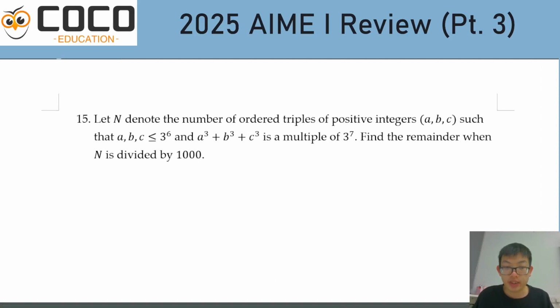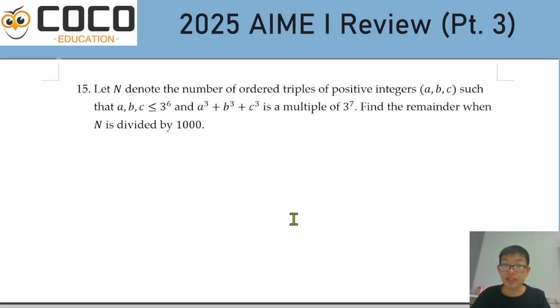Okay, last one is question number 15. This is a very straightforward statement. It's just asking you for how many ordered triples A, B, C less than or equal to 3 to the 6 are there, such that the sum of cubes is a multiple of 3 to the 7. And because it is not surprising that this number may be very big, I need to find it mod 1000.